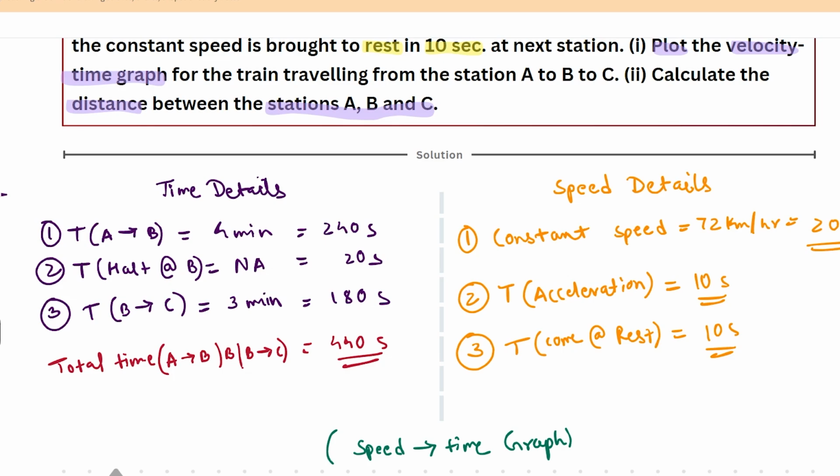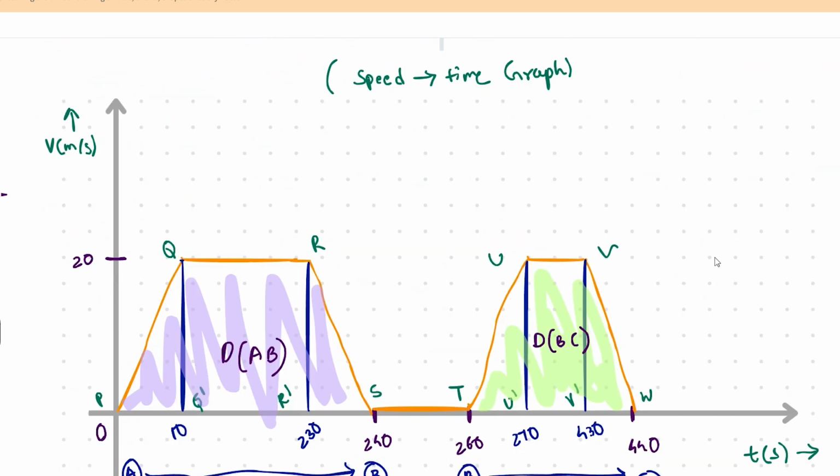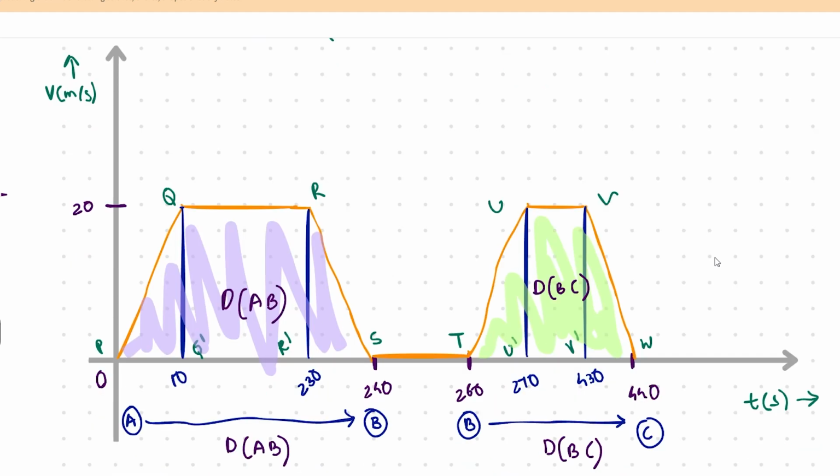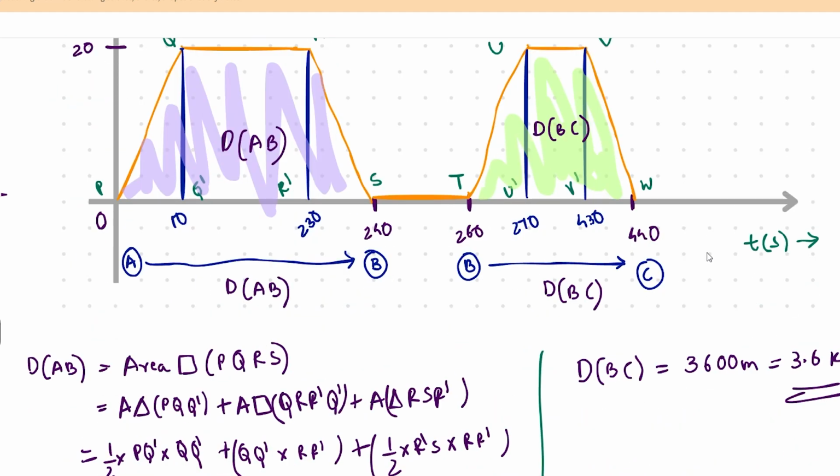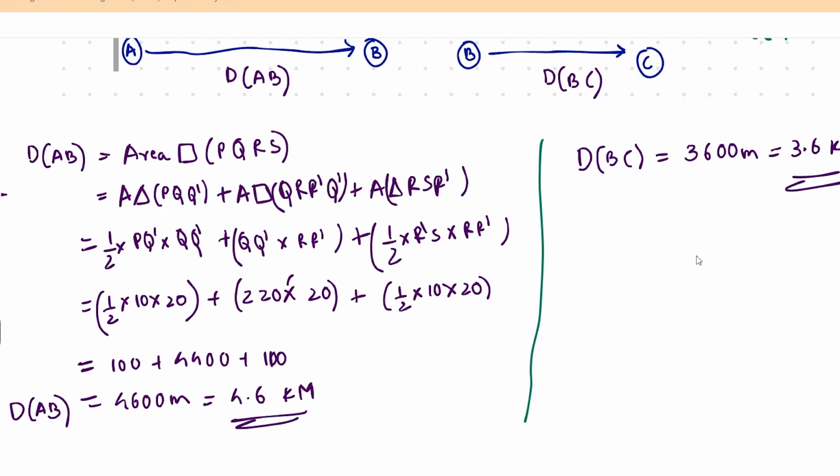So for your screenshot, take this part where we wrote the given data. Then we have the first part of a numerical, that is to plot a graph between speed and time for this motion. And then we have the second part of our numerical where we calculated distance between the two stations.